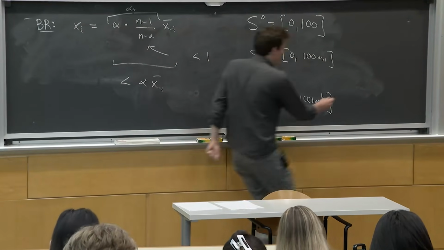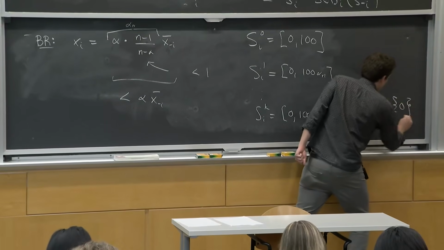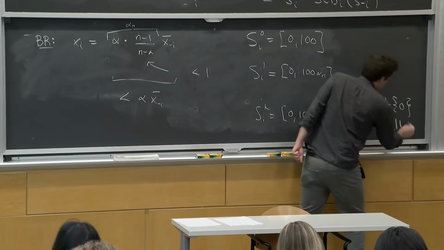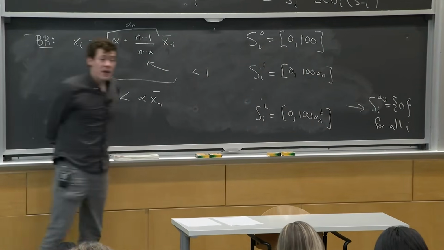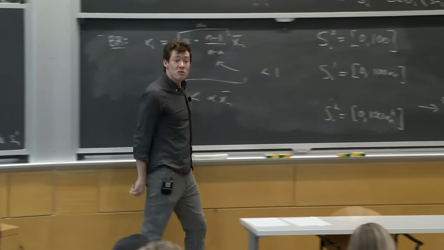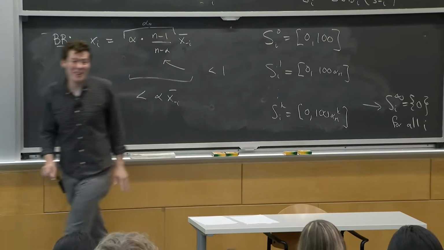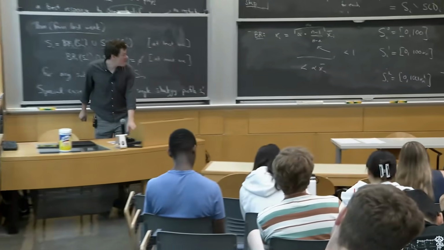So in the limit, what we find is that Si infinity equals 0 for all i. So this game is dominance solvable, and the unique rationalizable strategy for every player is to play exactly 0. That was a bit quick, but a variant of this is on the homework, so I didn't want to make it too easy for the homework. So you'll get to work on this on the problem set. Okay, I'll see everyone next week.